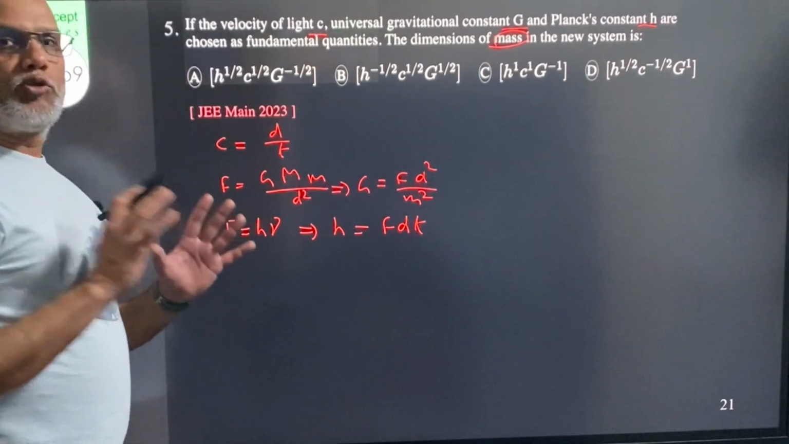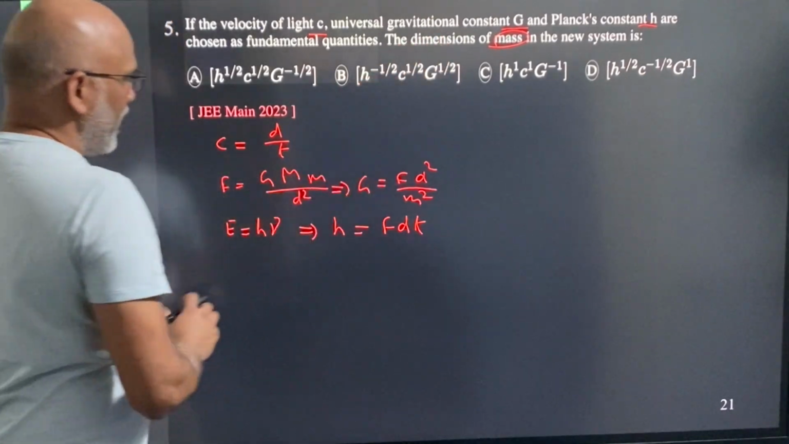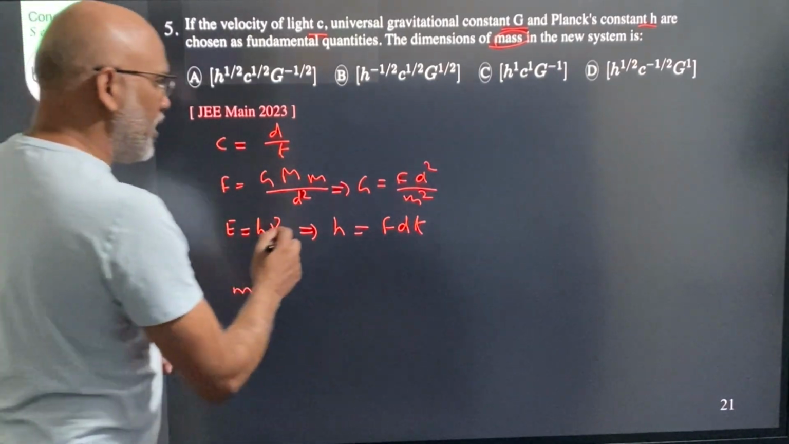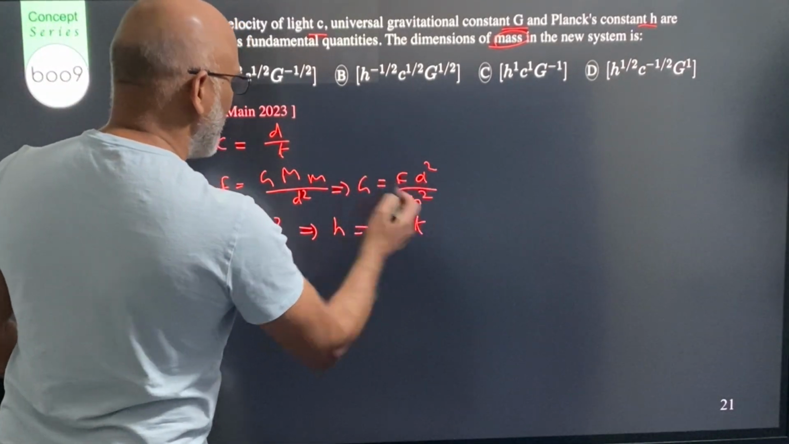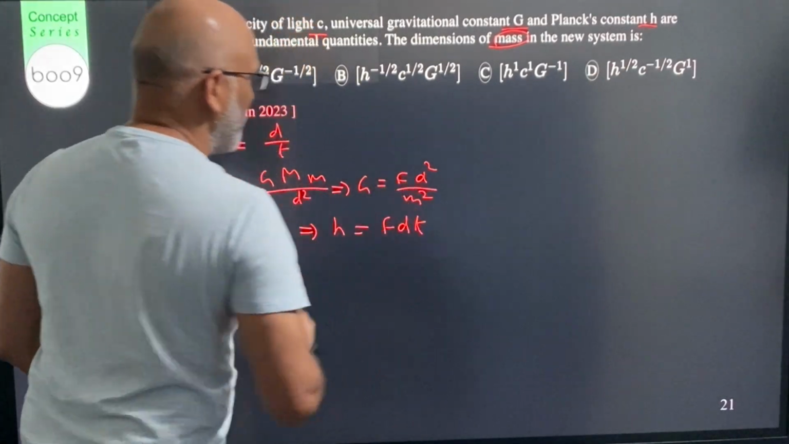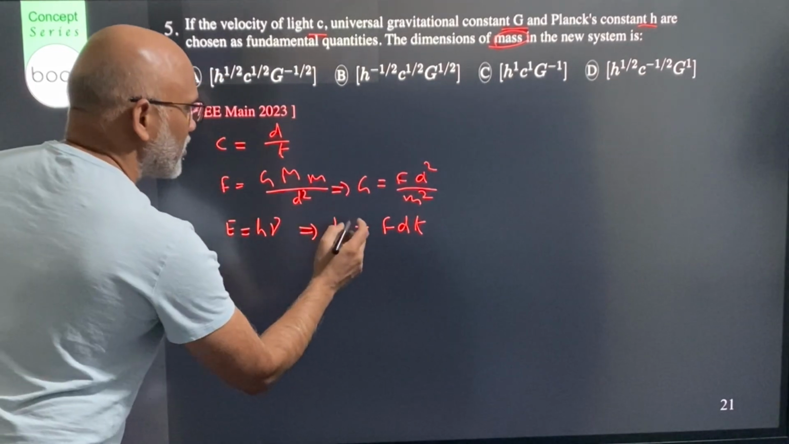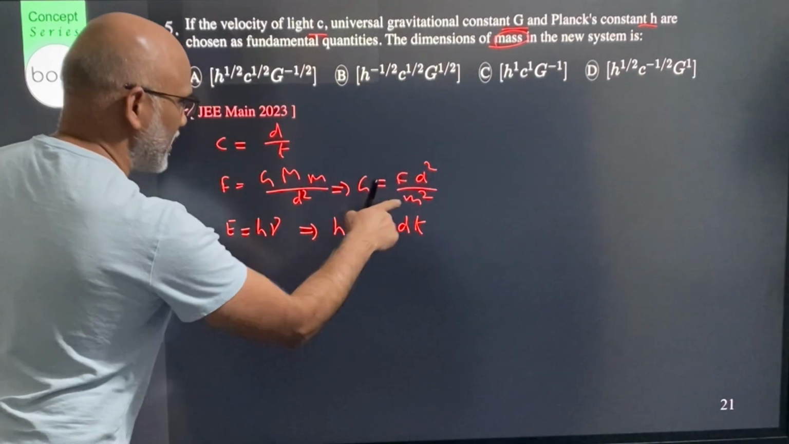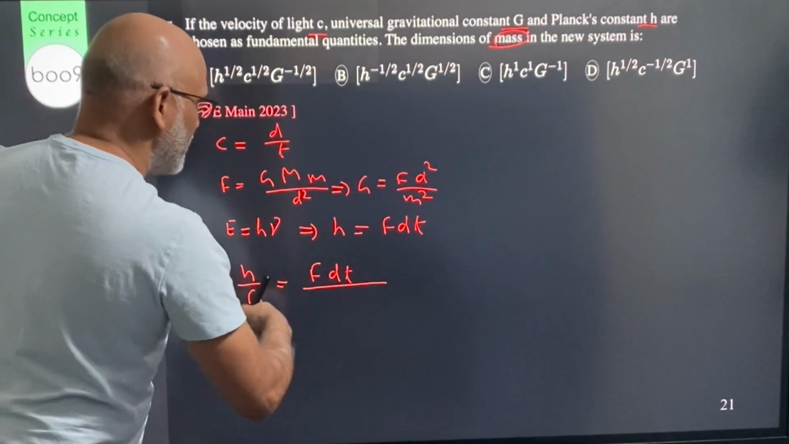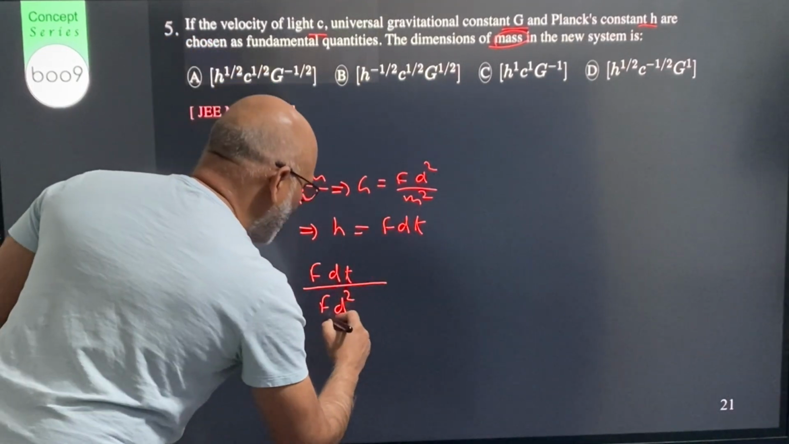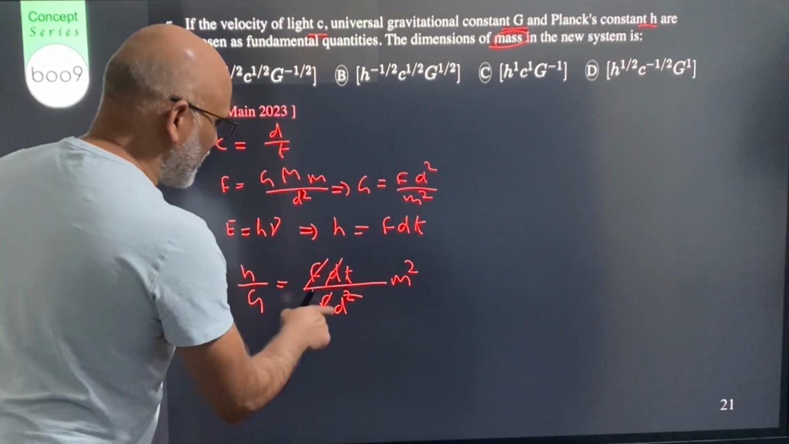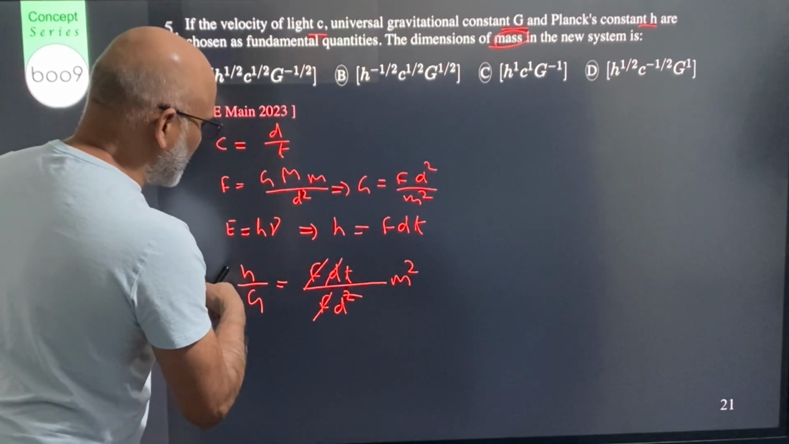All right, now let's try the direct approach first. I want mass. If I start with mass, I have to multiply with something and divide by something, so that's going to be a little bit tricky. But if you look at this equation, there is m squared here, so somehow if I divide like g and h, some things are going to cancel out, and I'm going to end up with m squared, and then I can take the square root. So I will do h over g, so that m squared comes to the top. h is equal to f d t divided by g, which is f d squared over m squared, so m squared is going to come to the top, force cancels out, one d cancels out, and t over d, when this comes to this side, will be d over t, which is c.